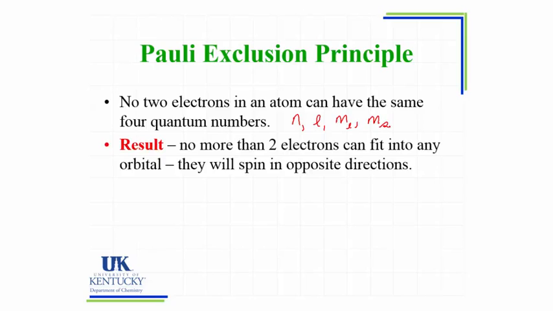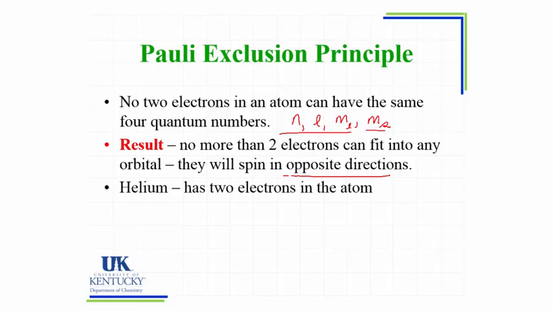Well, the net result of that principle is that you can have no more than 2 electrons in any orbital, because the orbital is being defined by the first 3 numbers. You can have no more than 2 because once you have 1 electron, it's going to be spinning in one direction, and then not to have the same 4, the second one will have to spin in the opposite direction. So that's the net result. No orbital can have more than 2 electrons, and those electrons must spin in the opposite direction.